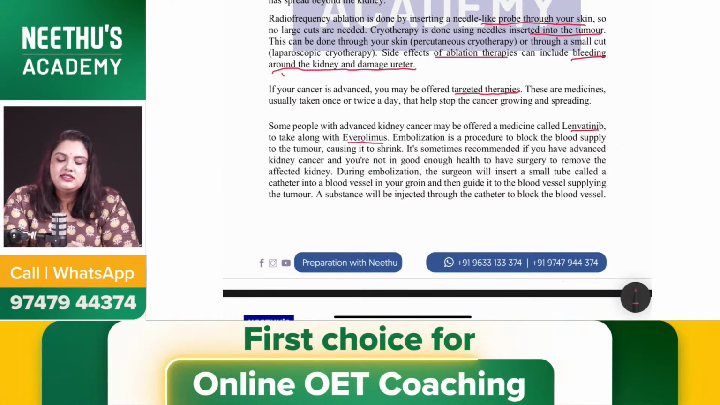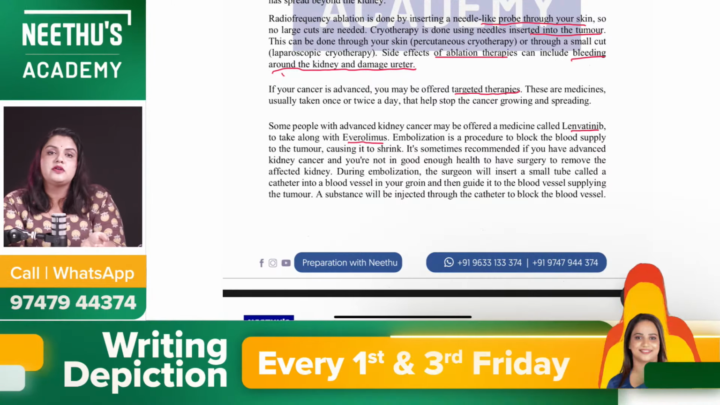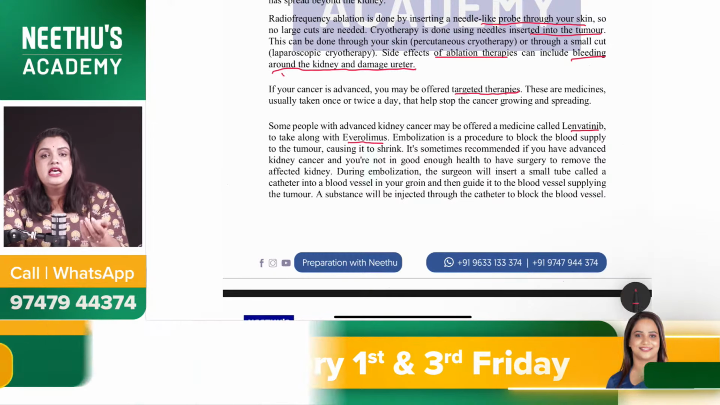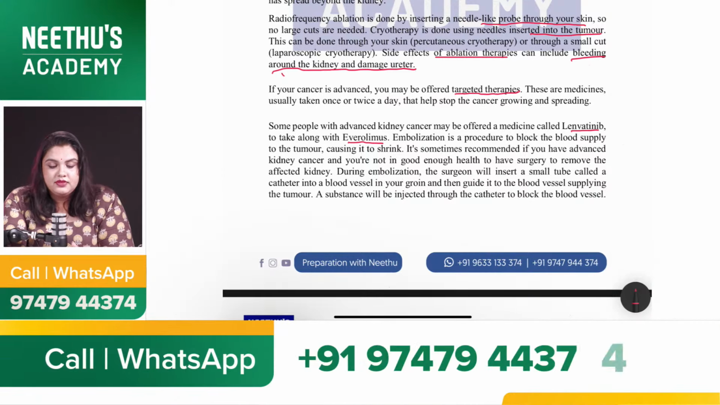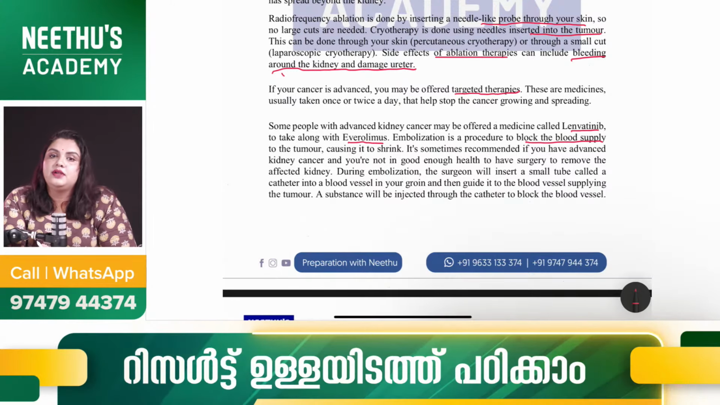Now embolization. What is embolization? We spoke about 3 cases. We spoke about surgery, that is nephrectomy. Then we spoke about ablation. Then we spoke about targeted therapies. Now coming to the last one, that is embolization. Embolization is a procedure to block the blood supply. Why is embolization used? To block the blood supply.